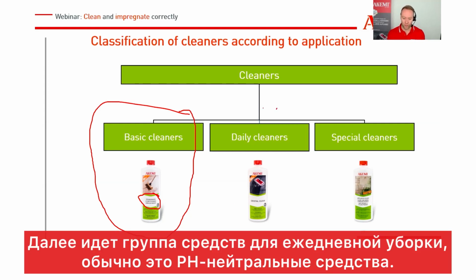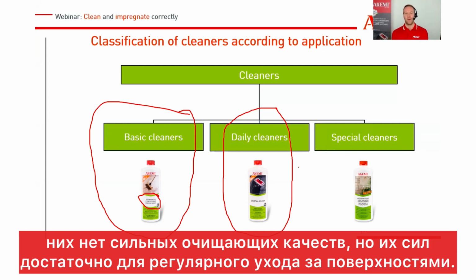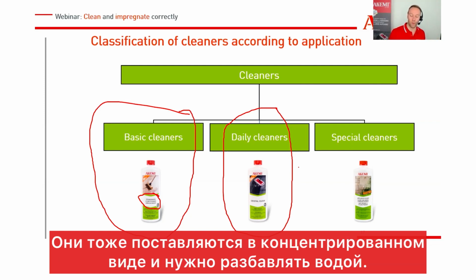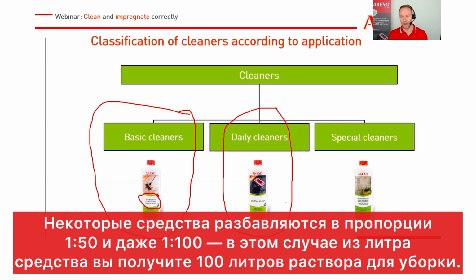And then we have the group of daily cleaners. These are usually pH neutral products. They don't have strong cleaning properties, but they're enough for maintenance, for a good result when you use them on a regular basis. These are usually very highly concentrated products, so you also have to dilute them quite a lot. For example, our Crystal Clean, you have to dilute at least 1 to 50, better 1 to 100. So out of 1 liter, you make like 100 liters of cleaning solution. So they are quite efficient, and they are perfect for regular cleanings.